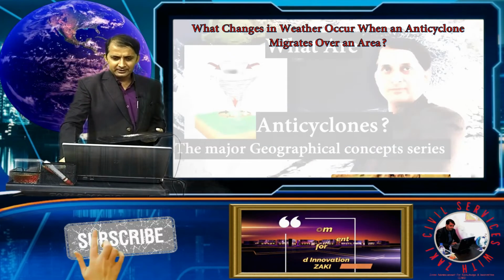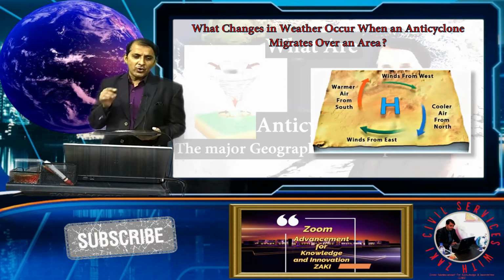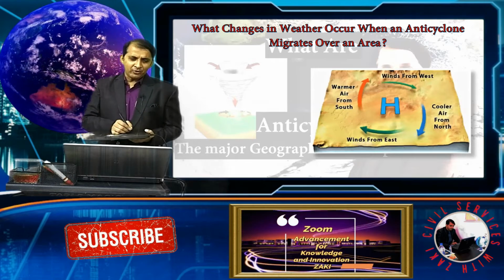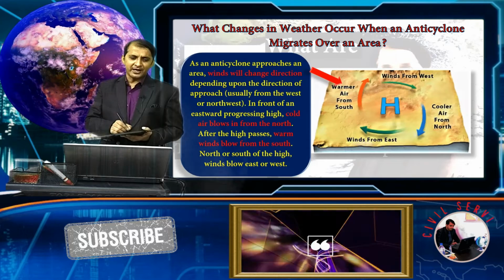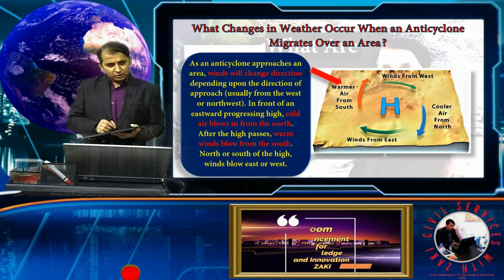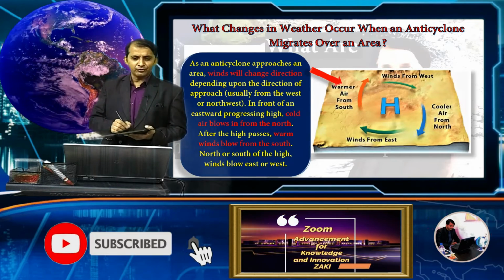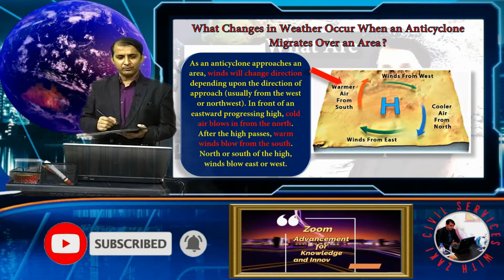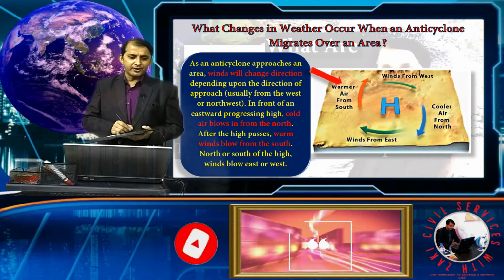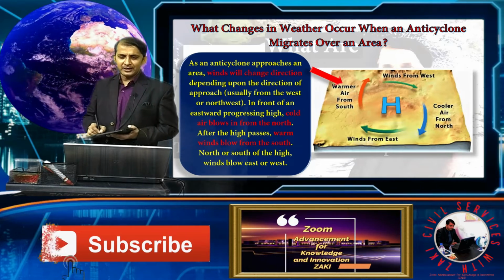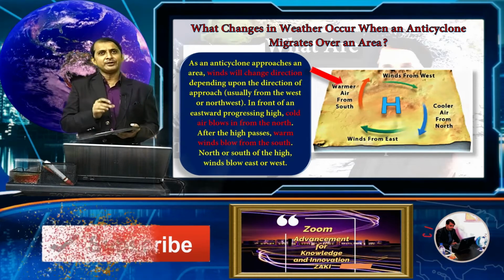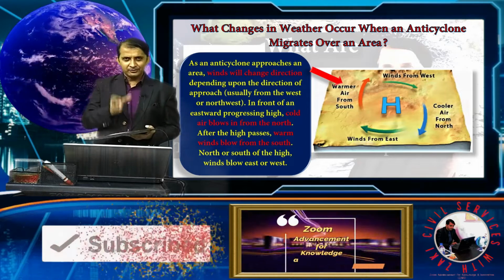If you see here the wind direction, as an anticyclone approaches an area, winds will change direction depending upon the direction of the approach, usually from the west to the northwest. In front of an eastward proceeding high, which is a high area, and as you know, the anticyclone is basically the high pressure zone.